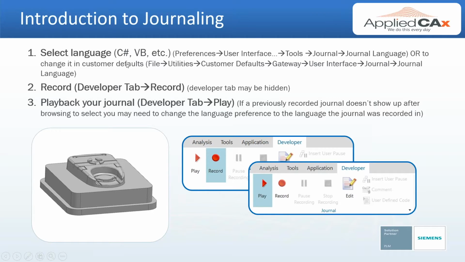So right now we're going to go through a short introduction to journaling. So I'm going to talk through this for a second, and then I'm going to go do the demonstration. So when you're starting out with your journal, first step is always to select the language that you would like to record your journal in. And this can be done a couple of ways. You can go through the preferences. You can also go through the file customer defaults. Then you're going to record it, and this is available through the developer tab. And then when you're ready to play it back, you can play it back also through the developer tab.